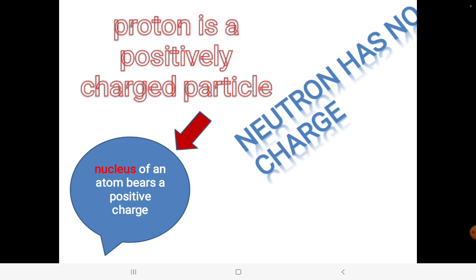That means in the nucleus we have protons and neutrons. The neutron is neutral, it does not have a charge. But of course there is not only one proton, there are a number of protons. So the dominant charge here is positive. Finally we conclude that this entire nucleus will have a positive charge. So, as explained here, the nucleus of an atom bears a positive charge.